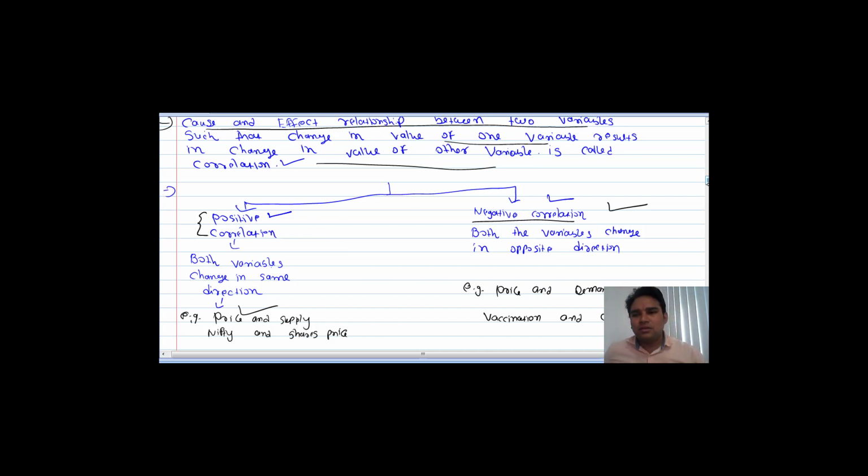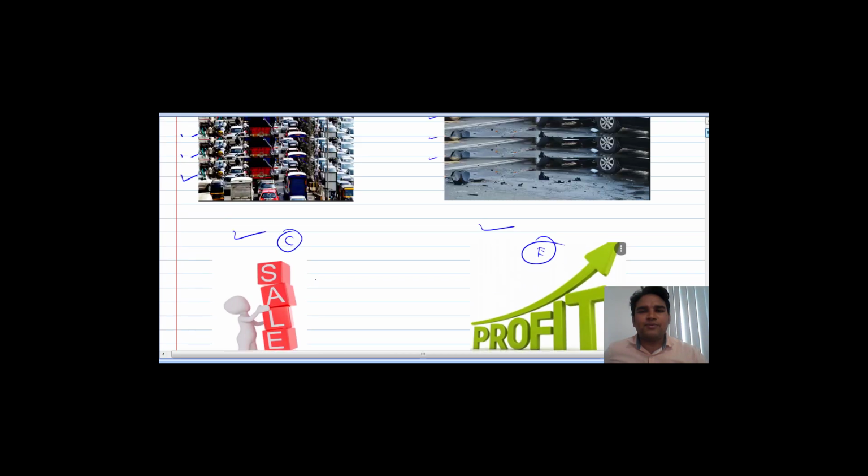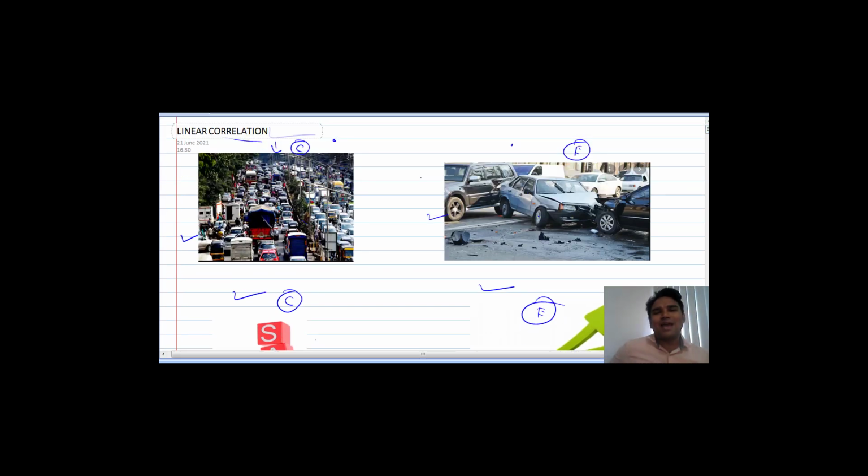For example, just see the first picture, the number of vehicles on the road and the number of accidents. As the number of vehicles on the road increases, the number of accidents will also increase. If the number of vehicles on the road is decreasing, the chances of accidents are also decreasing. So you can see both the variables change in the same direction. One variable increases, the other variable also increases, or one variable decreases, the other variable also decreases. So this is what indicates positive correlation.